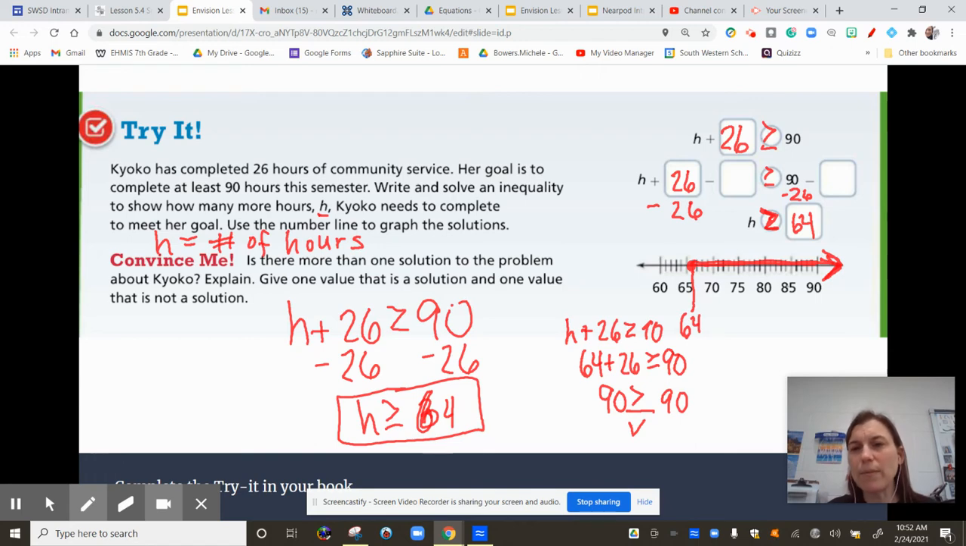Let's pick one. I'm going to pick 75. Let's say she volunteered for 75 more hours. Then that would mean H plus 26 is greater than or equal to 90. So now I'm going to use 75 for H. 75 plus 26, is that greater than or equal to 90?